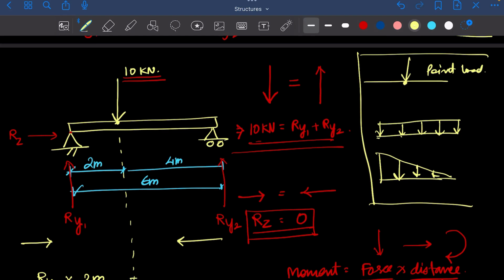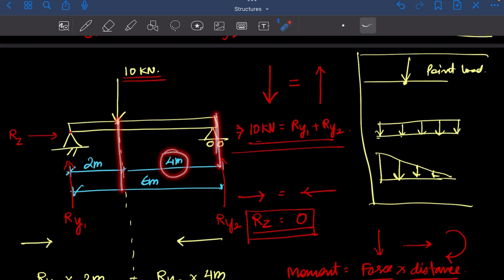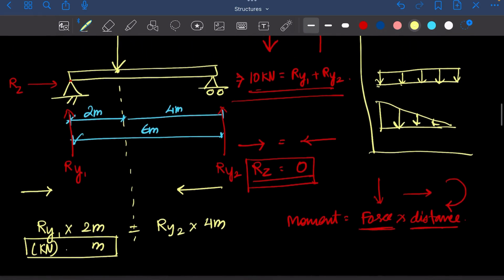So it would be equal to Ry2 into 4 meters. Why 4 meters? Because the distance from this point to this point is 4 meters. So we have to be very careful of what numerical value we are taking. So this would be equal to this, which means that the moment at this point is equal even if we calculate from here or we calculate from here. All right. Now when we calculate moment, it can be positive and it can be negative. When a moment is negative and when a moment is positive, let's see that.